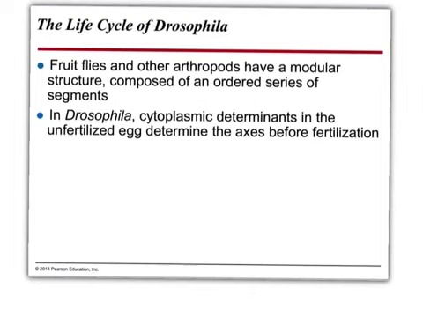All right, so fruit flies have a modular structure. The fruit flies are arthropods; they're insects. They're segmented. They have segmented bodies, and you'll see this in the larval stage that you look at. They are patterned, so that you have segments 1 through 5, 6 through 13. Every Drosophila embryo has about 13 segments.